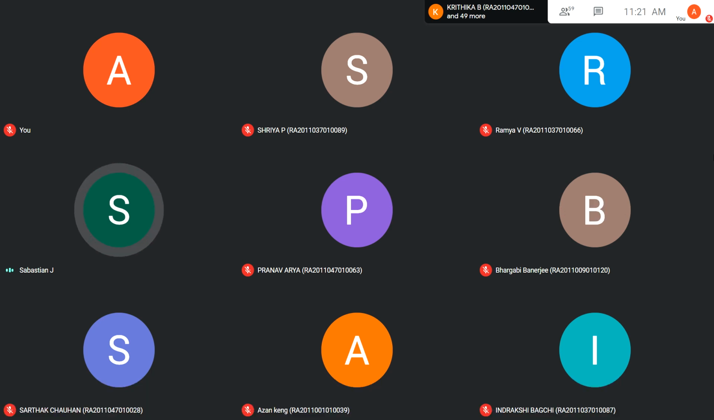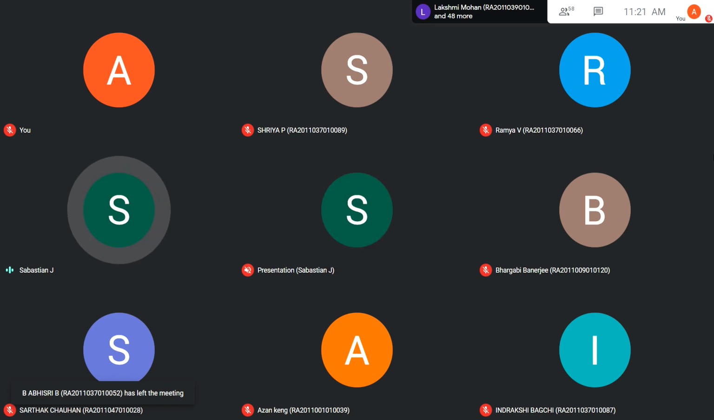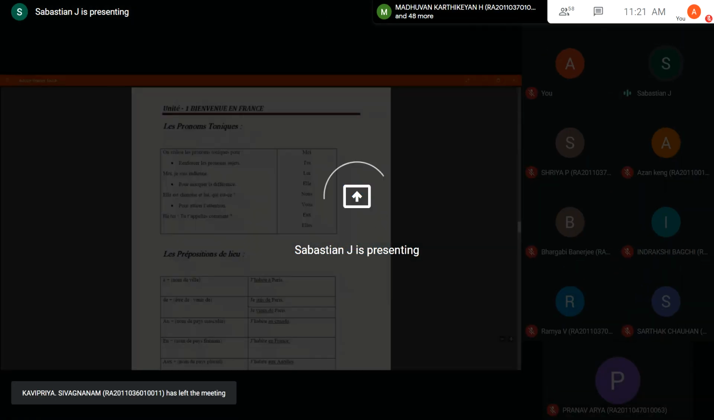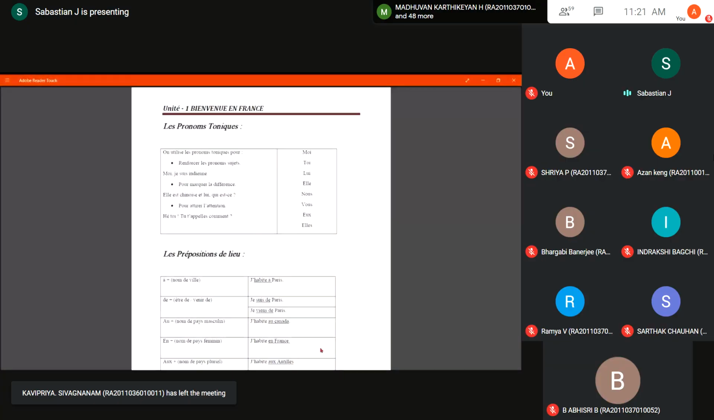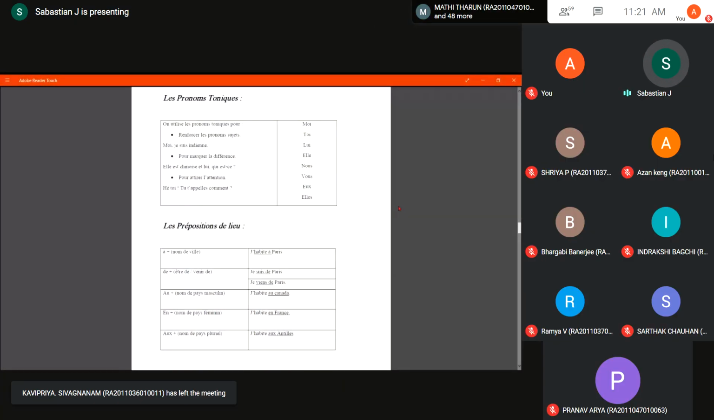So I'm just going to share. So where you can see the preposition which is already given. I believe you can see the screen. There are two topics mentioned above. One is le pronom tonique and la préposition de lieu. So is it visible?